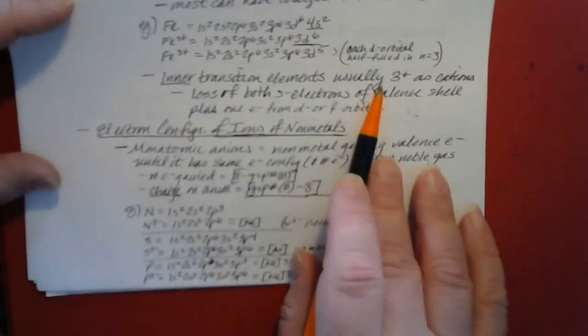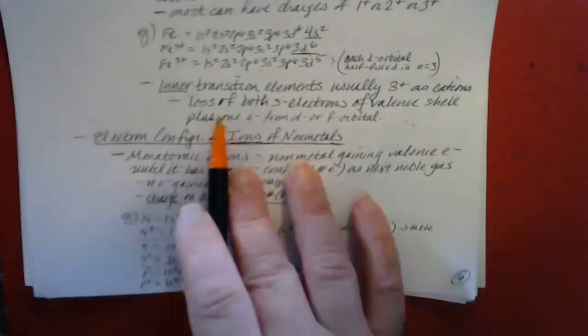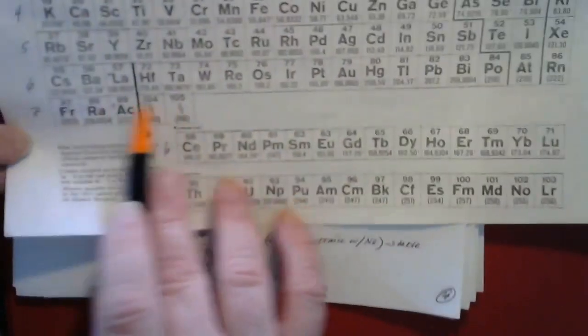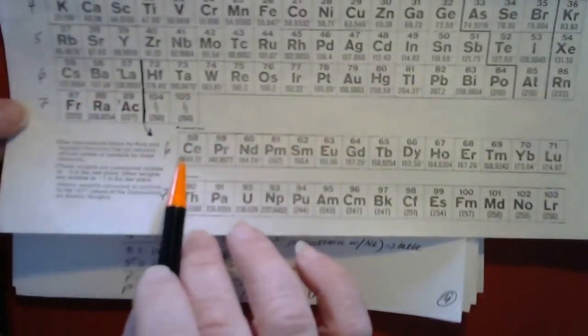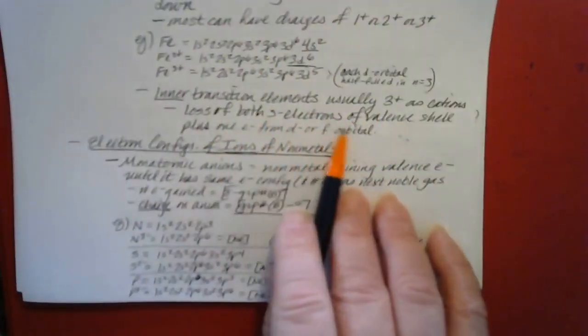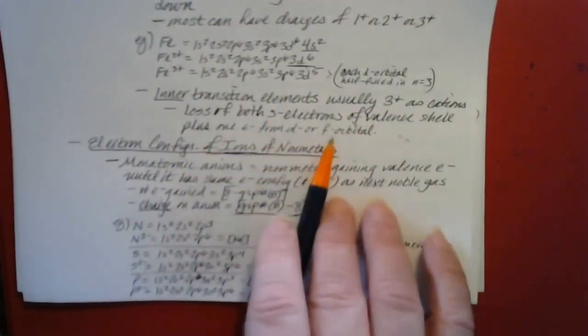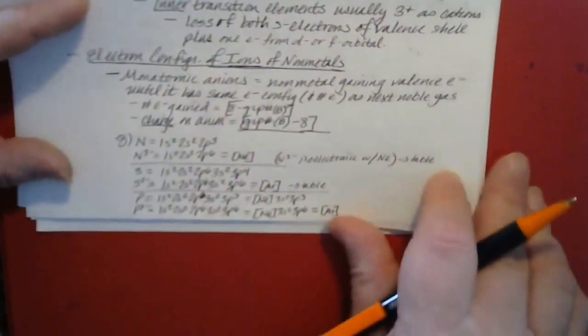The inner transition elements, that is the lanthanides and the actinides, these misfits down here at the bottom, they will usually have charges of +3 as cations. And that means the loss of the s electrons from the valence shell. And then you will lose 1 or more electrons from either a d or an f orbital. But we don't use those much, so we won't worry too much about those.